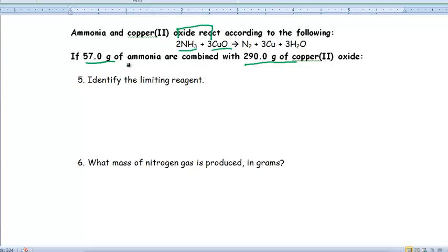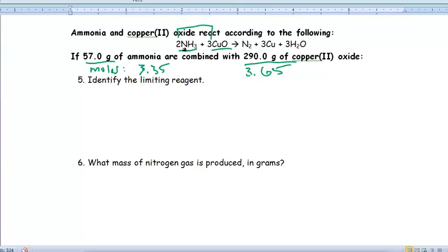57 grams of ammonia is, let me put moles down here, 3.35 moles. And 290 grams of copper 2 oxide turns out to be 3.65 moles. Now in order to determine which one's limiting, and this is probably the trickiest part, since this is kind of the new facet of working stoichiometry problems: if you have 3.35 moles of ammonia, then you're going to need more than that number of moles of copper 2 oxide, right? Because there's a 2 to 3 ratio.